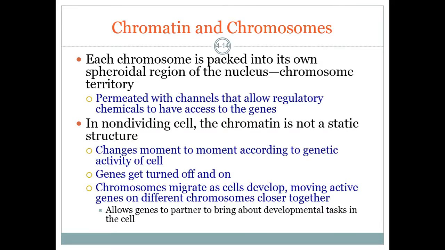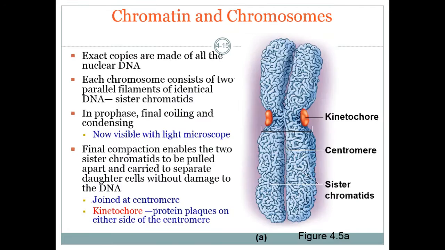The chromatids are joined at a centromere. So here's our sister chromatids. This area here is considered to be our centromere. Okay. Now we have our kinetochores, and those are protein plaques on either side of the chromatin at the centromere.